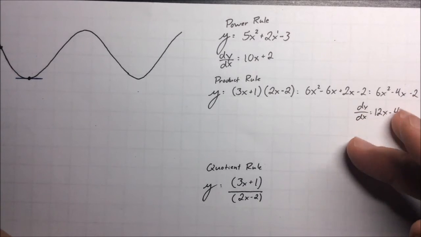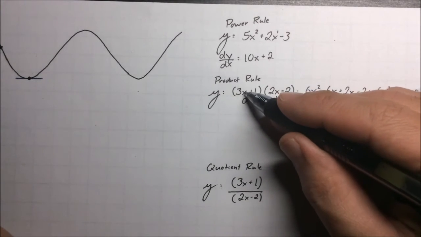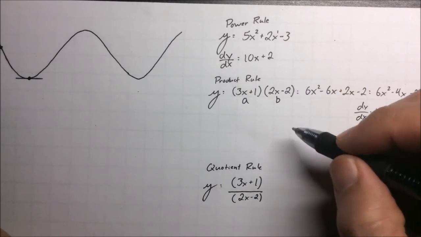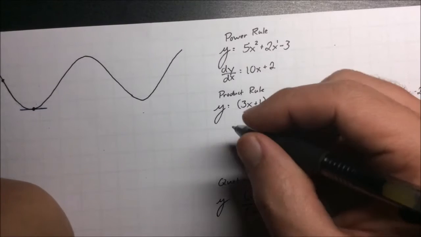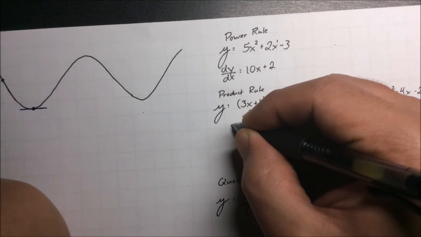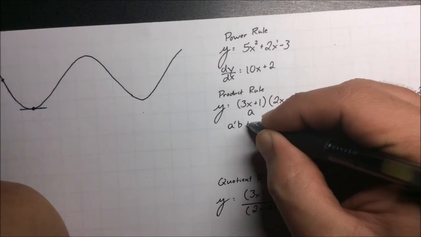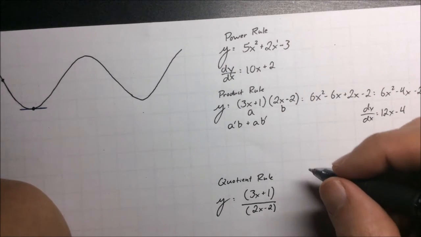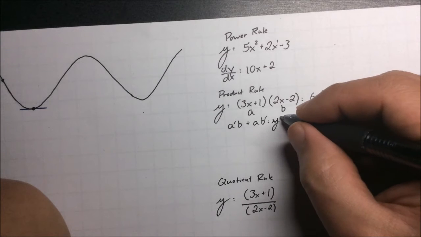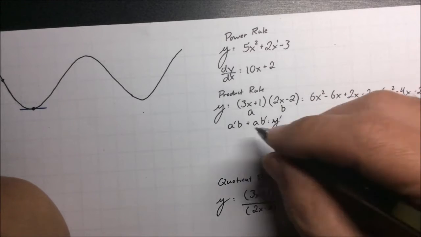The product rule is where you would define one function and another one. We're going to call A 3x plus 1, and we're going to call B 2x minus 2. So we essentially have function A multiplied by function B. The trick to the product rule is that whenever you want to find the derivative of this, you take the derivative of A and multiply it by whatever B was. Then you add it to the derivative of B multiplied by whatever A was. You're going to take the derivative there, and it's going to be the sum of those two.